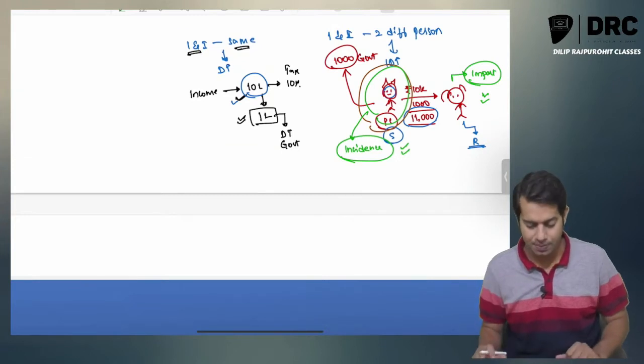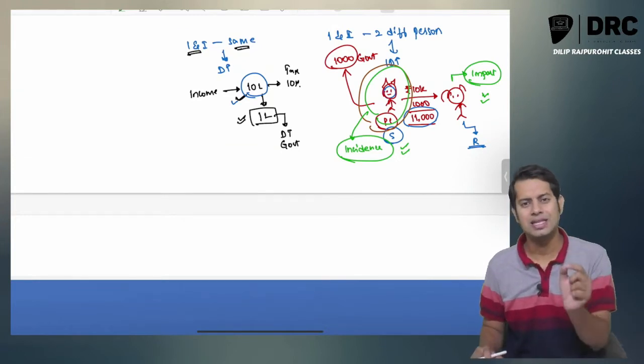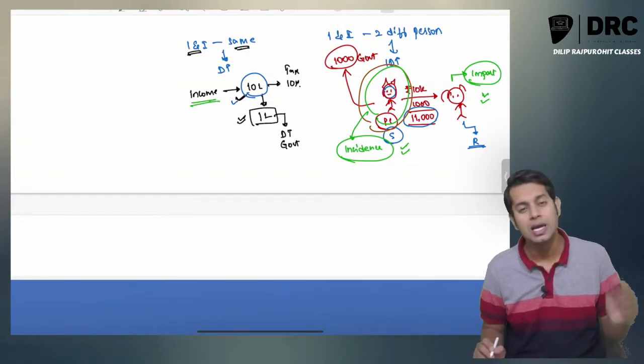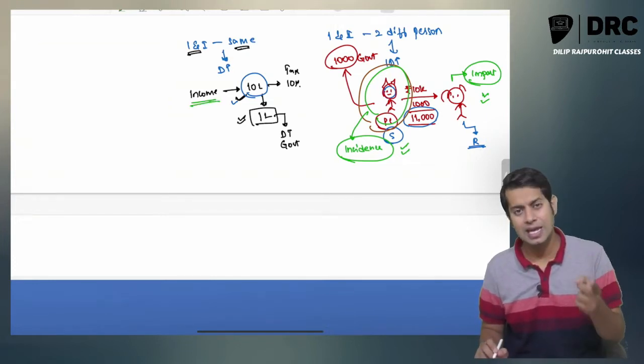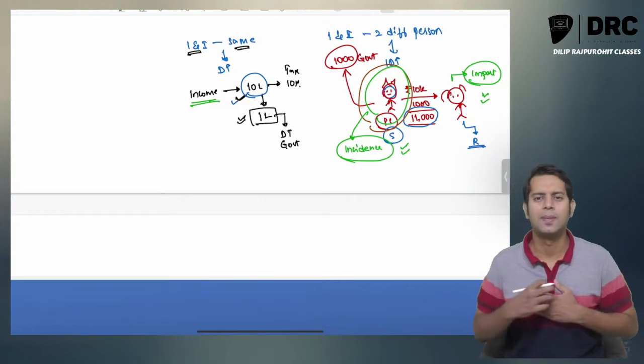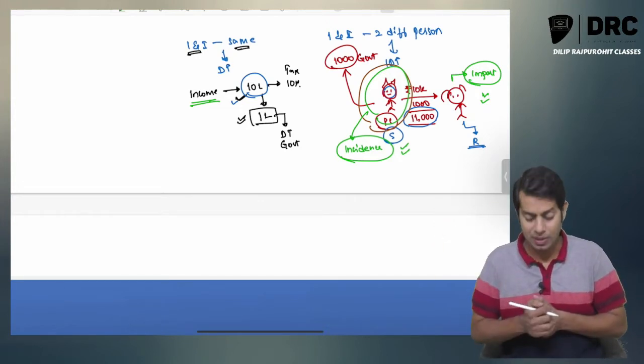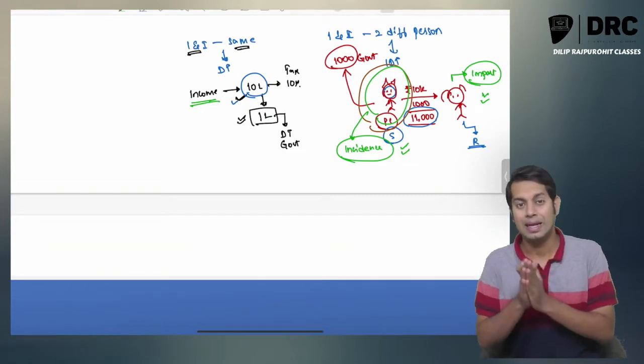The impact is on another person. This happens in which case, sir? This happens in case of indirect taxes. What happens in case of direct taxes? The incidence and impact is on the same person. I am earning the income, I have to pay the taxes to the government. This happens in case of direct taxes.